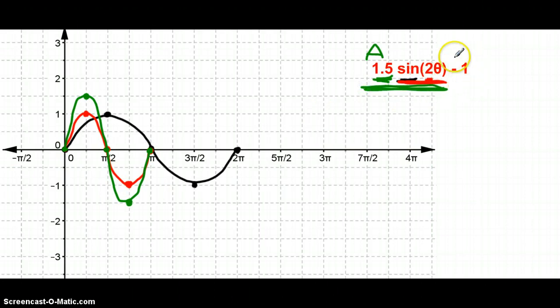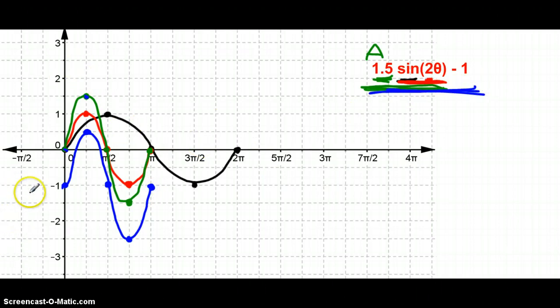All that remains now is to subtract 1 from each point. And a good way to think about that is to just take each point and move it down by 1. So from 1.5 we move to 1/2. From 0 we move to negative 1. From negative 1.5 to negative 2.5. And from 0 again to negative 1. We connect the points together. And what we have there in blue then is the entire transformed function, 1.5 sine of 2 theta minus 1.